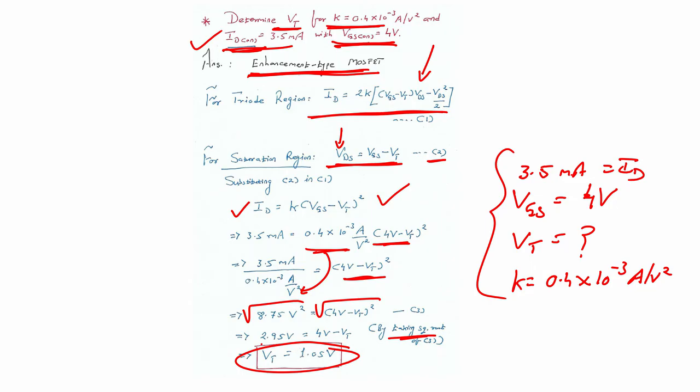So, if I know what kind of MOSFET I have, I can find out VT, because I know that in the saturation region VDS equals VGS minus VT, and for the triode region this is the equation. I substitute this equation and I will have an equation for drain current. In the equation of drain current everything is given: ID is given, K is given, VGS is given. I have to just find out the threshold voltage VT.